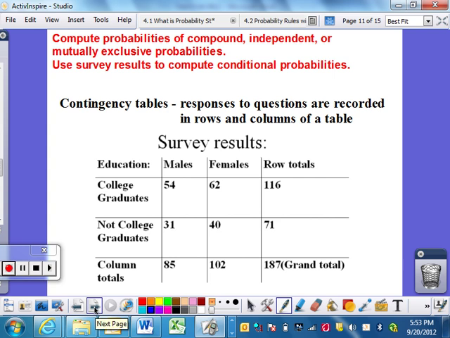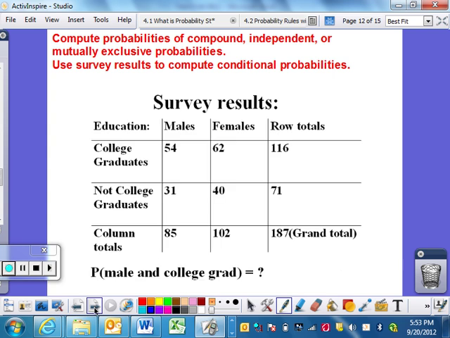The last thing I'm going to talk about in this section is contingency tables. Responses to surveys basically can be put into tables. And then with these tables, you could ask a variety of questions that think about your conditional probabilities. So the first question I'm going to ask, if you look at the very bottom, is what's the probability that you have a male and a college graduate?